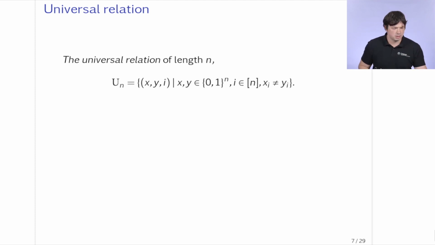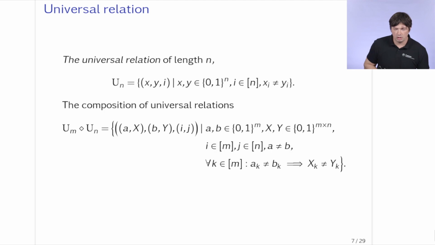And of course, this is a hard relation. You need at least n bits of communication to solve it. By reduction from equality, for example, that can be easily proven. But where things are getting interesting is when we're talking about compositions of universal relations. So because we want to solve the Karchmer-Raz-Wigderson conjecture, we need to talk about compositional functions.